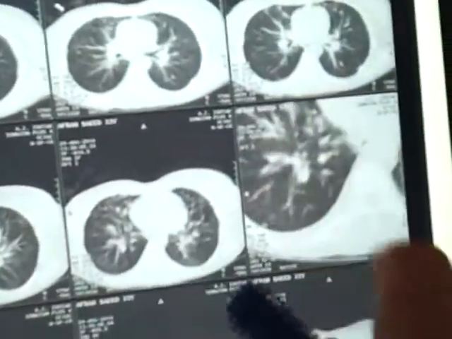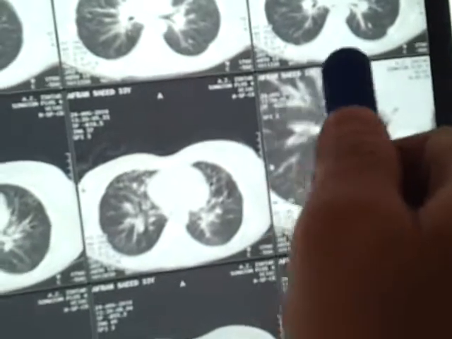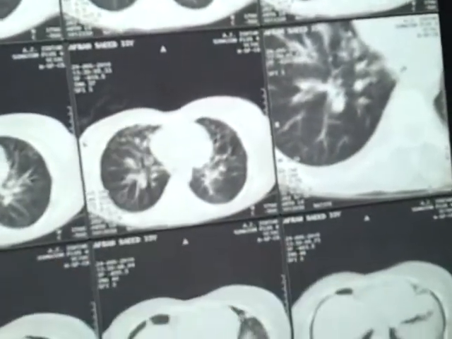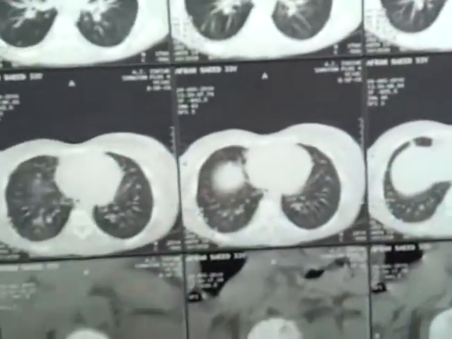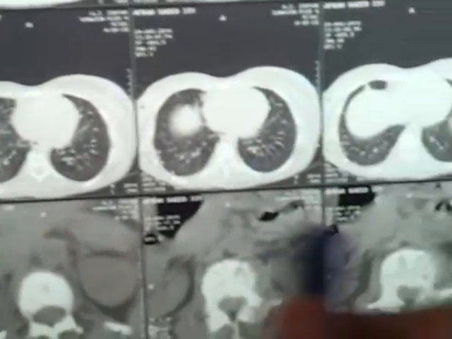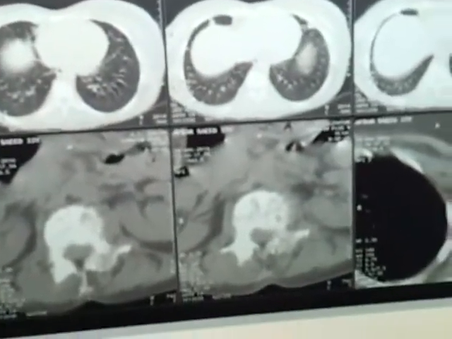This is a CA breast causing lymphangitis carcinomatosis. You see, this is the typical lymphangitis carcinomatosis, and deposition in the bone and deposition in the liver, where there is a distal metastasis.